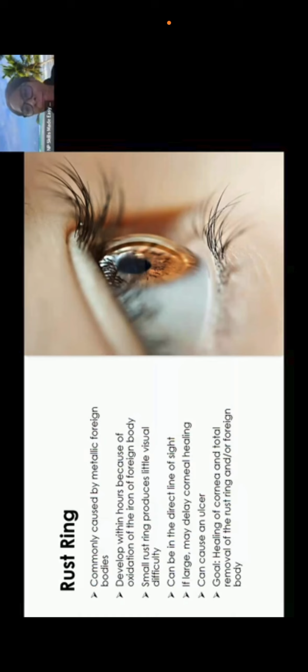More so, the foreign body has to be removed. The rust ring, you want to try to achieve complete removal of it. But just remember, the rust ring by itself can actually be followed up with the ophthalmologist as well after you have made a few attempts to remove it. Now, the Woods lamp exam.